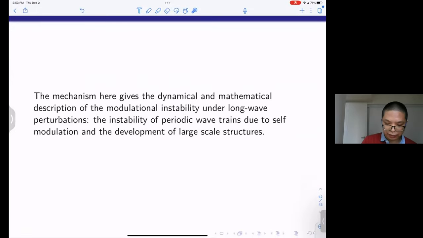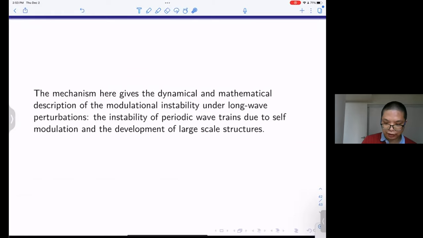Finally, let me say this. I think the mechanism here gives a dynamical and mathematical proof of modulational instability under long wave perturbation. We know that the water wave is modulationally approximated by NLS. We know the instability of NLS. Then by this modulational approximation, this instability is propagated to the water wave problem. And this instability tells us the modulational instability of Stokes wave.